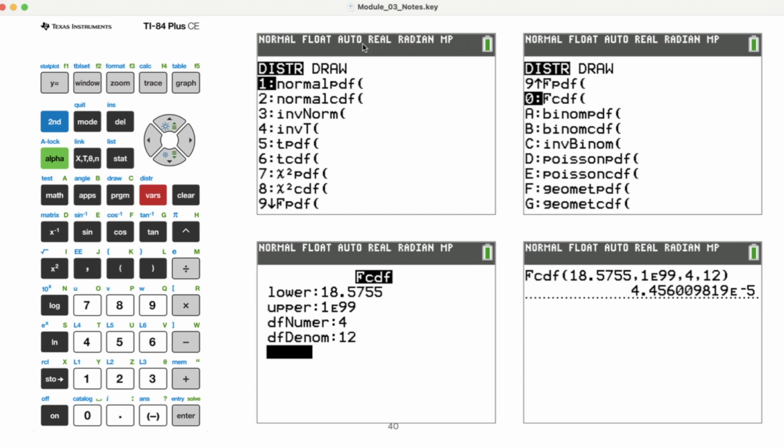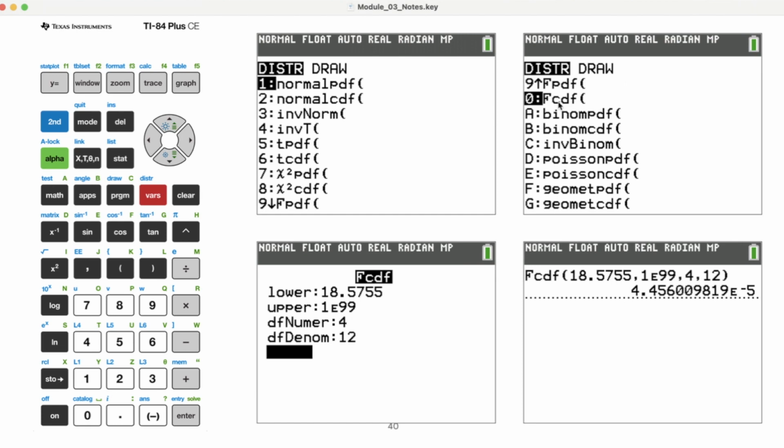This is the screen here in the upper left quadrant. It shows the distribution menu, and the option that we want is down below option number 9. I've scrolled down, and we can see that the option that I want is labeled 0, for 10. Anyway, this is the FCDF function that's built into the TI-84 calculator.